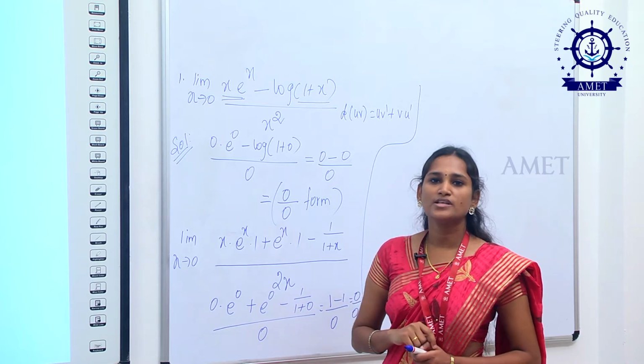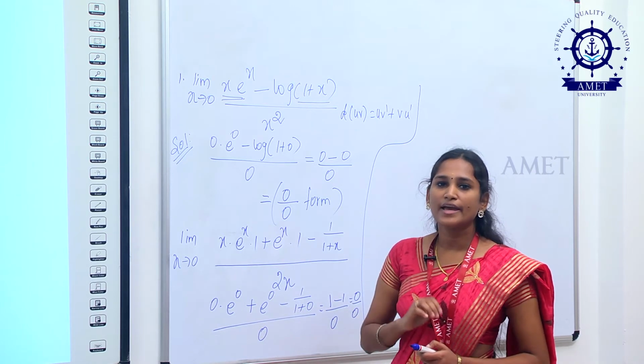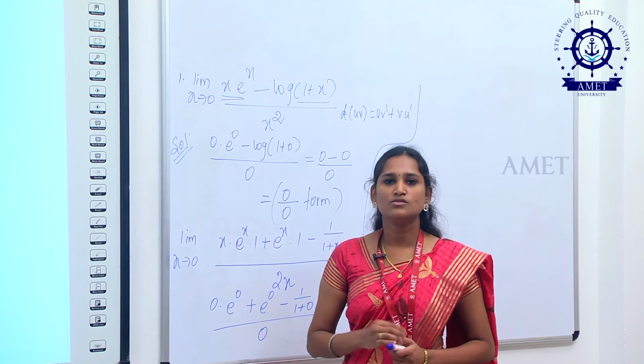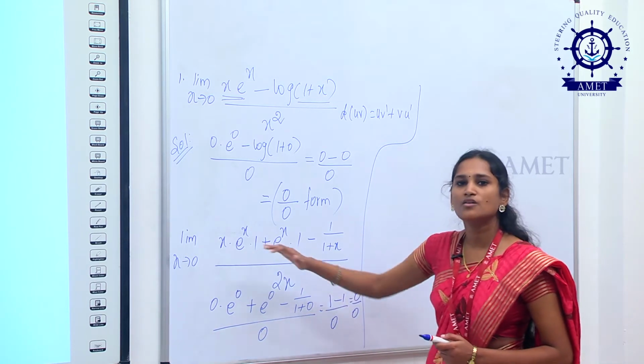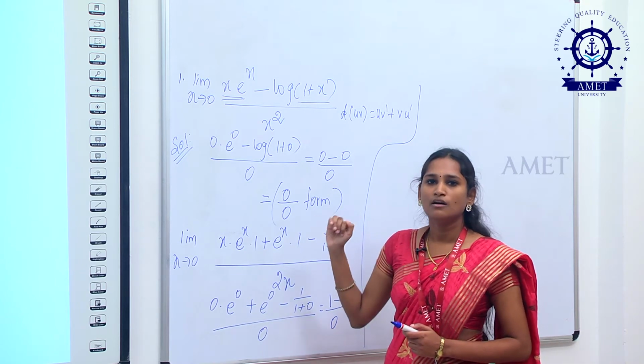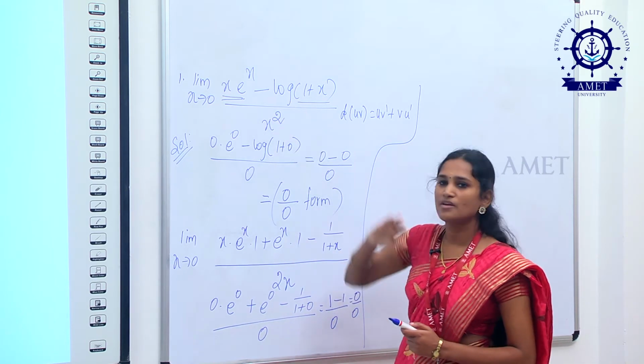So again, 0 by 0 form means we again have to use L'Hospital's rule. Apply L'Hospital's rule only to the latest expression; don't go back to the previous step of the problem.